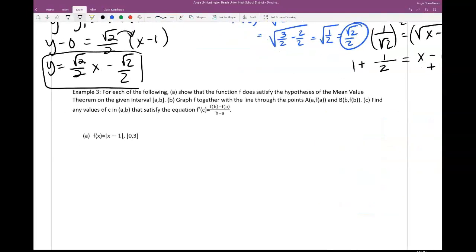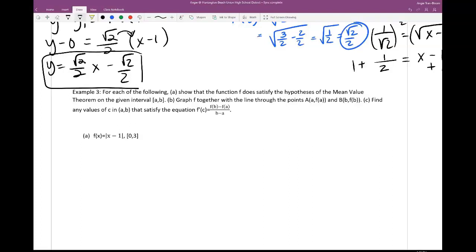For each of the following, part A, show that the function f does satisfy the hypothesis of the mean value theorem on the closed interval a to b. B, graph f together with the line through the point a all the way to b. So this is the end point. A is the beginning, and then b is the end. C, find any values of c in the open interval a to b that satisfy the equation f prime of c equals f of b minus f of a all over b minus a. So that's your mean value theorem.